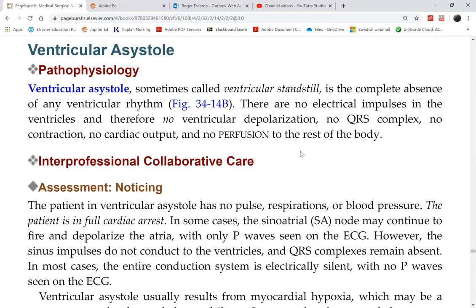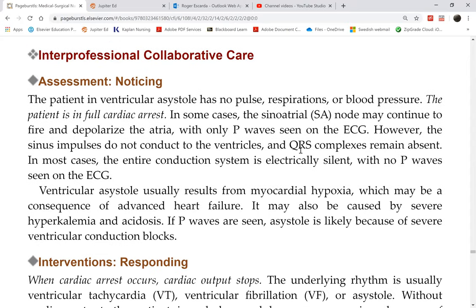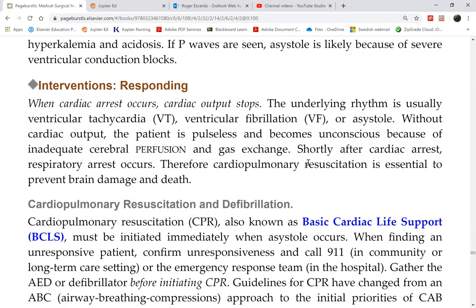All right. So what are the only two rhythms we shock or defibrillate? Pulseless VTAC and ventricular fibrillation. For asystole, all you can do is chest compressions, and of course ACLS drugs, which are not tested.